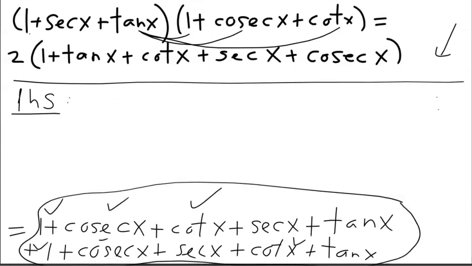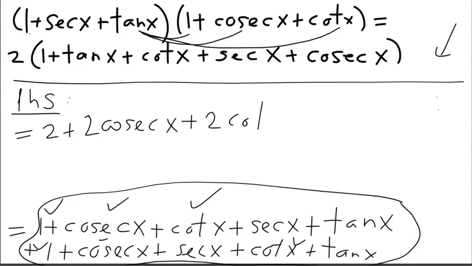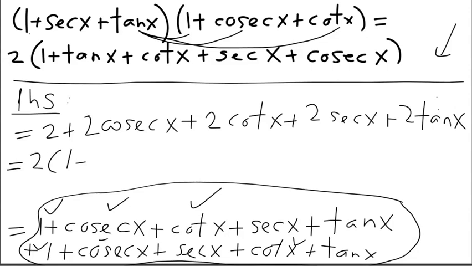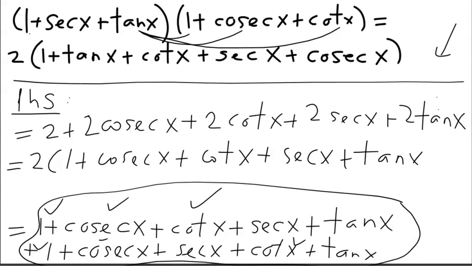So you see, adding all the terms together, you get 2 plus 2 cosecant x plus 2 cotangent x plus 2 secant x plus 2 tangent x. They appear 2 times, they just double up, which then becomes 2 times 1 plus cosecant x plus cotangent x plus secant x plus tangent x, which is the result that we want to prove.